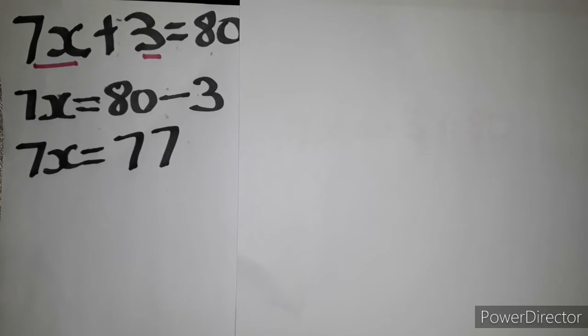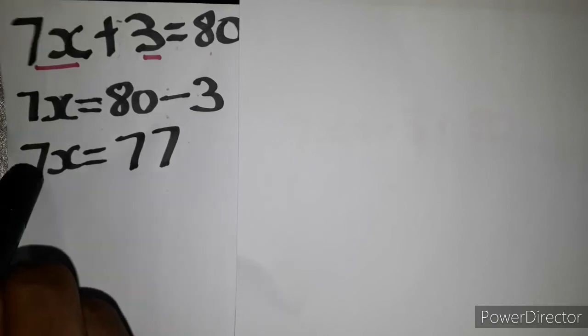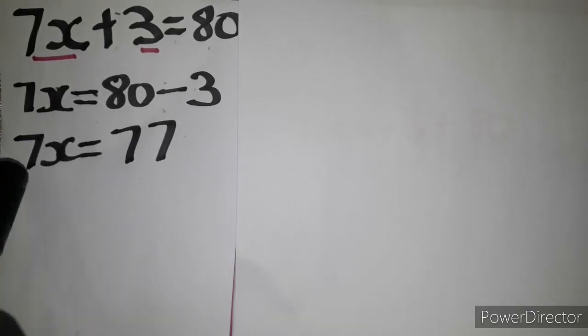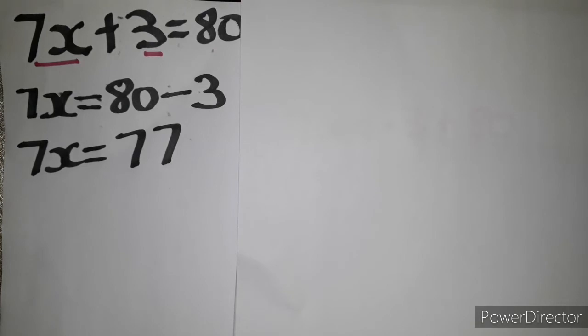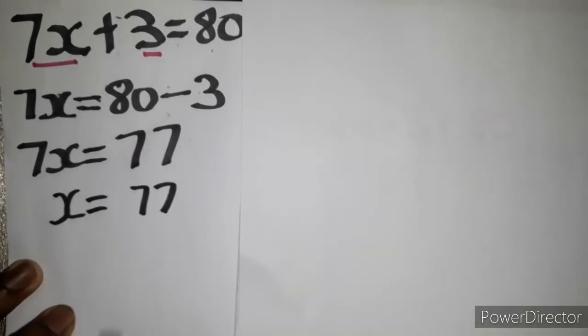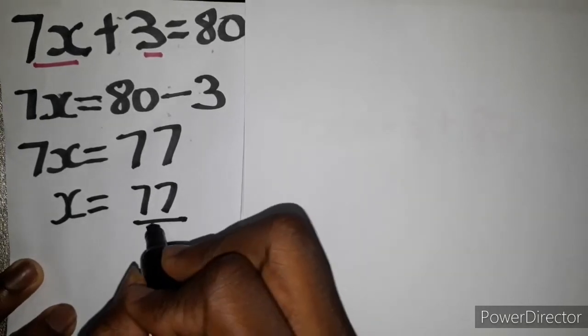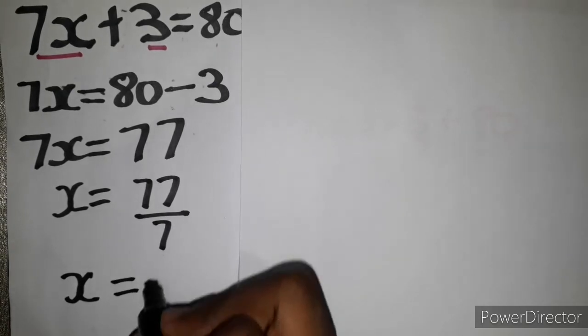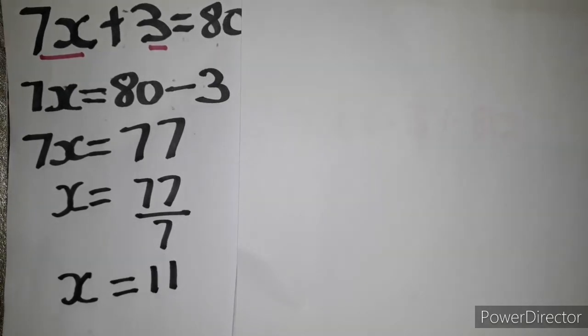And then we proceed. Now, this 7x, that 7 there is multiplying that x. So when we take this 7 over the equal sign, the opposite of multiplication is division. So when we take over this 7, it will do the opposite. So now we'll have x is equal to 77 divided by 7, and x will be equal to 11. And that is how you solve this equation.